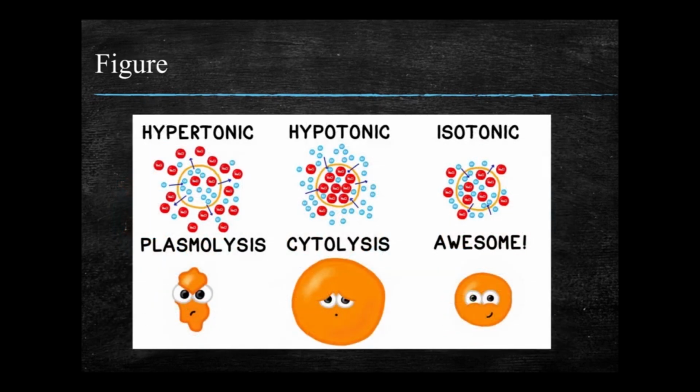There is another figure explaining this process. This is a hypertonic solution, this is a hypotonic solution, and this is an isotonic solution. Here, there is more water inside the cell, so water is leaving. In this solution, there is less water in the cell, so water is entering from outside into the cell. And here, there is a balanced amount of water molecules everywhere.